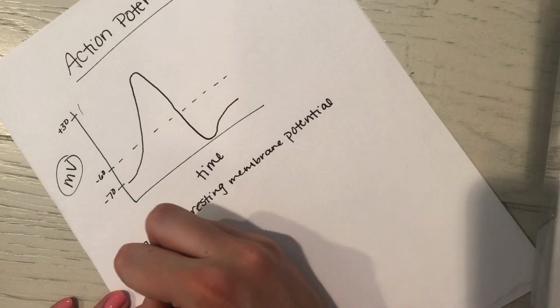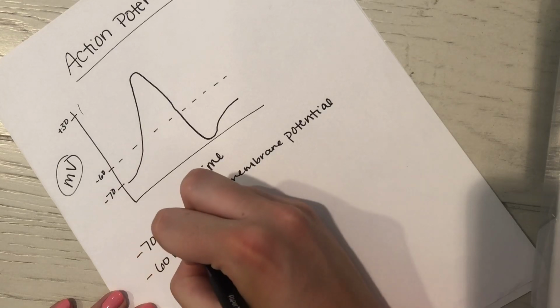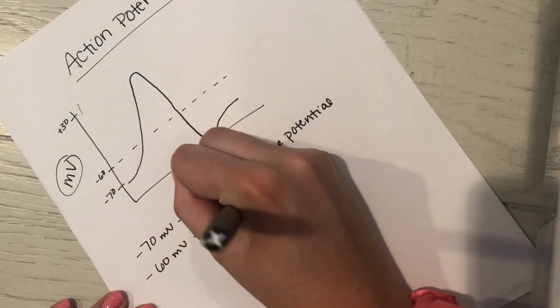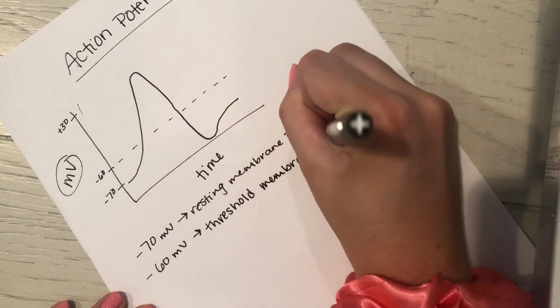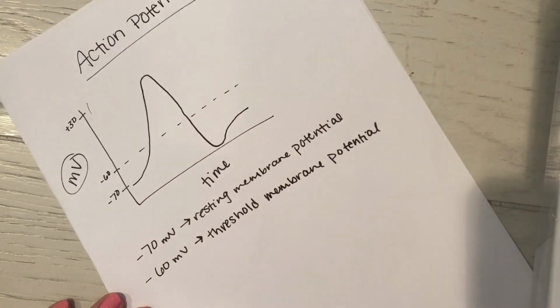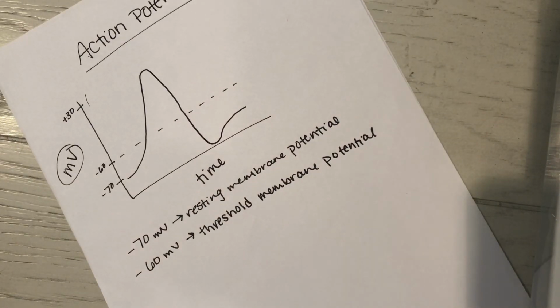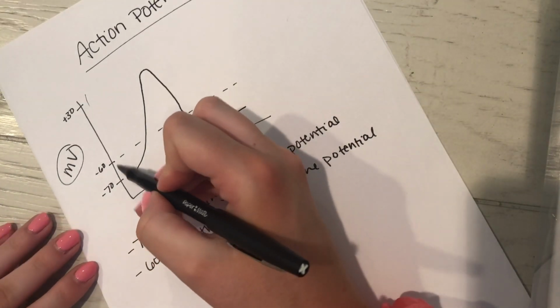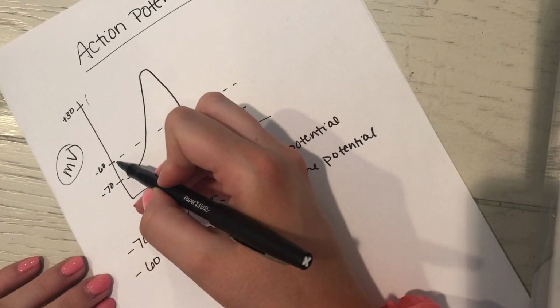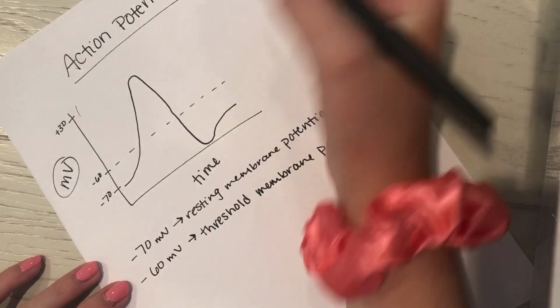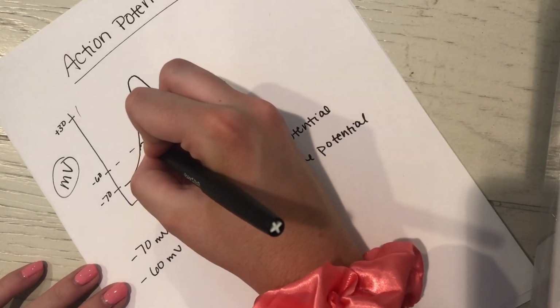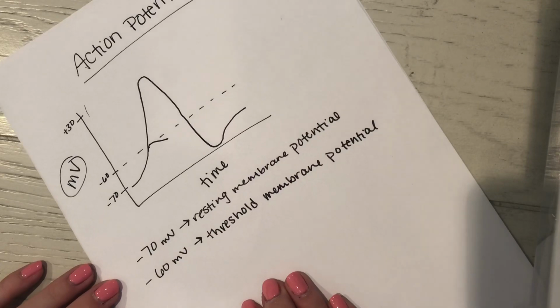And then we have -60 millivolts. That's going to be our threshold membrane potential. What that means is that for our action potential to totally take place, our charge has to get from -70 up to -60 millivolts. If it doesn't get there, then our action potential won't look like this. It'll just kind of go back down like that, all right?